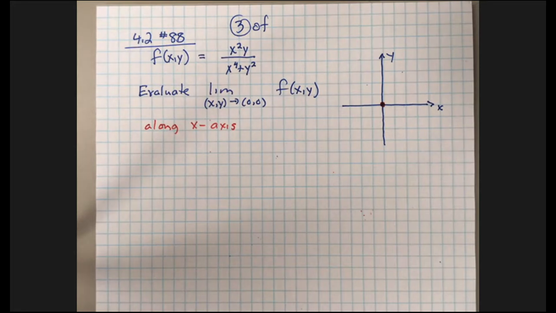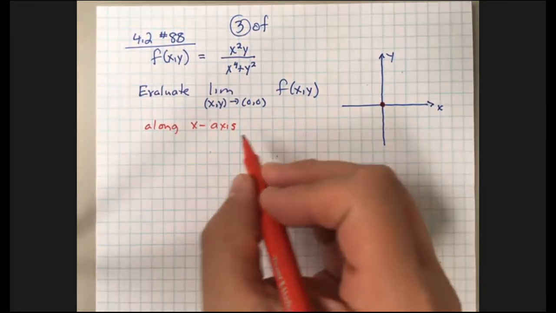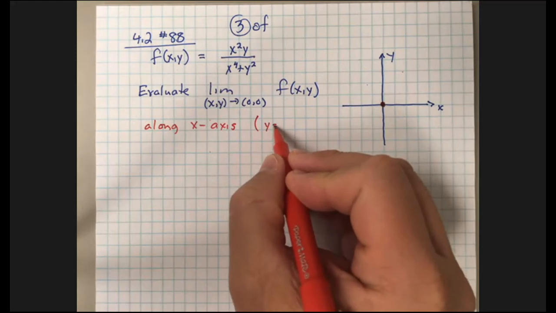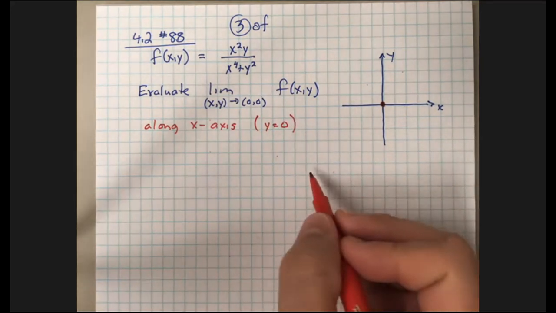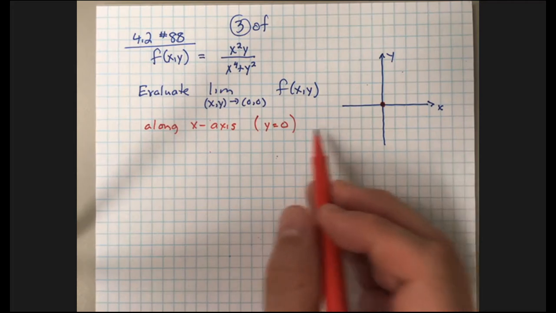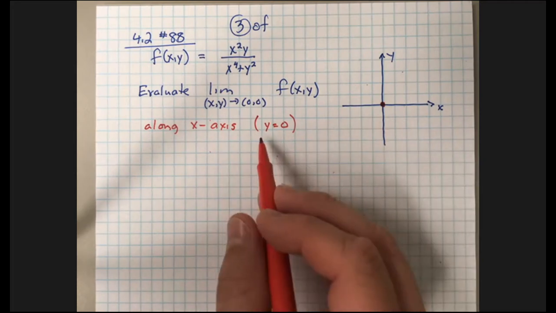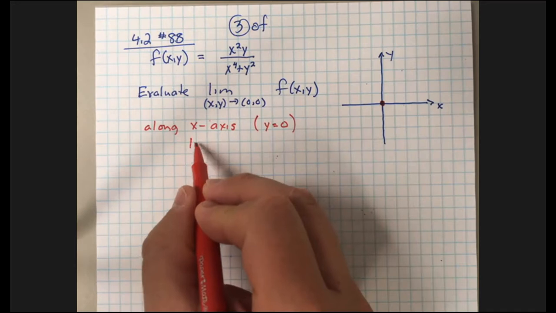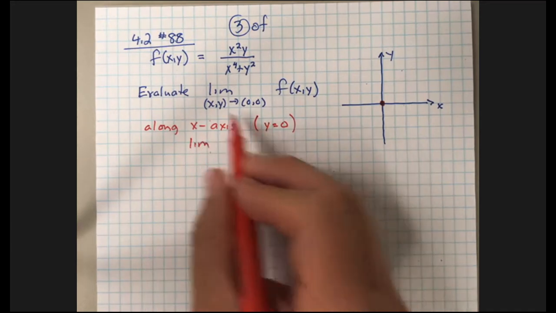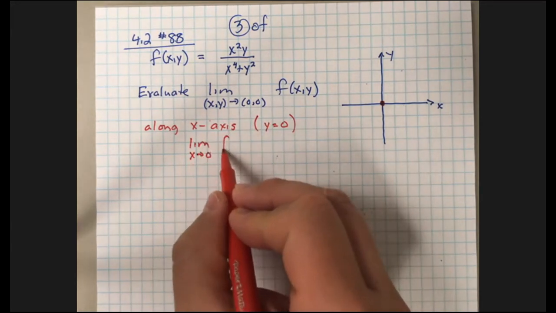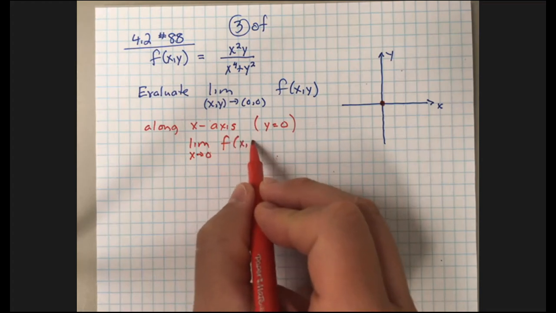Now, in Calculus 1, you had a tool for dealing with that called L'Hôpital's rule. But we don't have such a tool here immediately. So we're going to have to try different ways to approach the origin. Let's approach along the line y equals 0. Well, then I'm taking the limit, if y is fixed to be 0, that x goes to 0, of f of x and 0.